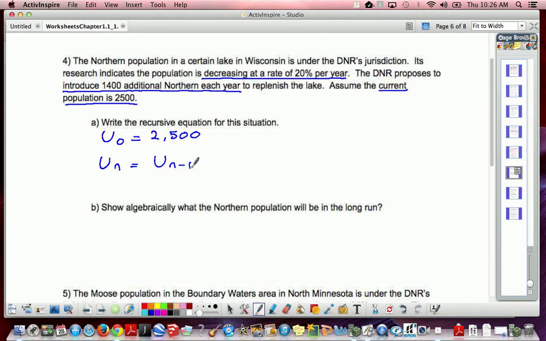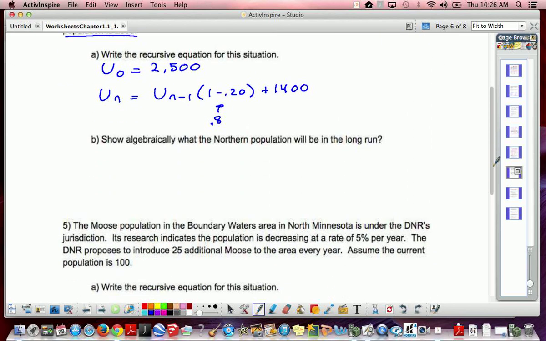Either lots of northern are being caught out of this lake, they're dying off, whatever the reason is. So I'm going 1 minus 0.20. If you write here 0.8, I am fine also. And actually, I prefer that. Then, however, the DNR here are adding northern to try to replenish it or keep the population at a certain level. In this case, they're adding 1,400 northern. Now, we have our recursive definition.